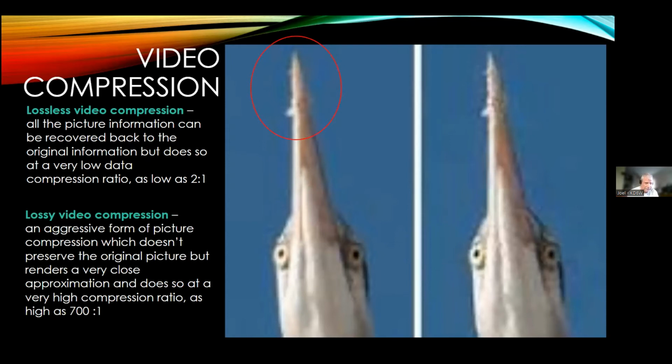JPEG is an example. It does not preserve the original picture, but renders a very close approximation, and does so at a very high compression ratio, as high as 700 to 1. The difference is, when you look at the beak on the left, it may seem a little blurry, but it's very precise. The pixels are perfect. And then you'll notice on the beak on the right, there are little funny things. You'll see these little artifacts. They're not perfect, but it's really close.